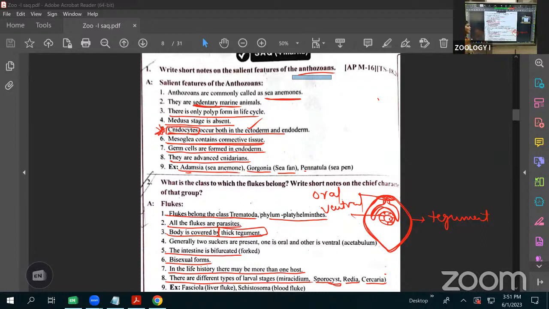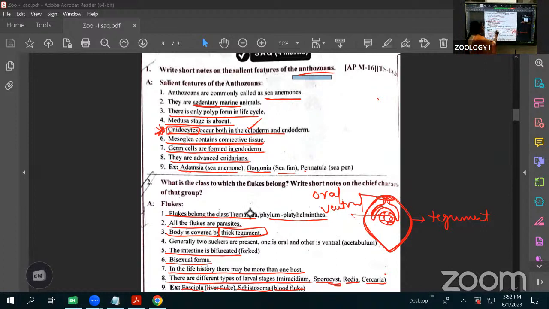Next example is Fasciola. They are present inside the liver. That's why we call it a liver fluke. And Schistosoma is the blood fluke; it is present inside the blood. That's why we call it a blood fluke.